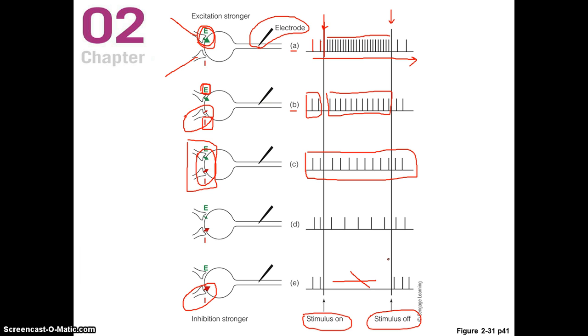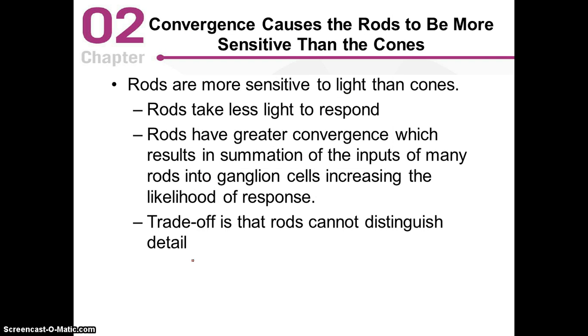So the lesson or the idea to keep in mind here is that the activity of a cell is always a result of the sum total of the amount of excitatory input to that cell and also the total amount of inhibitory input to that cell. Those two things always add up together.